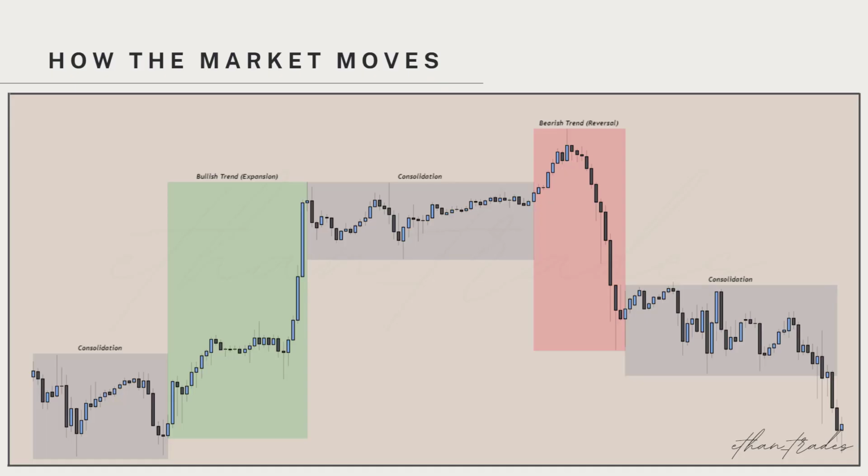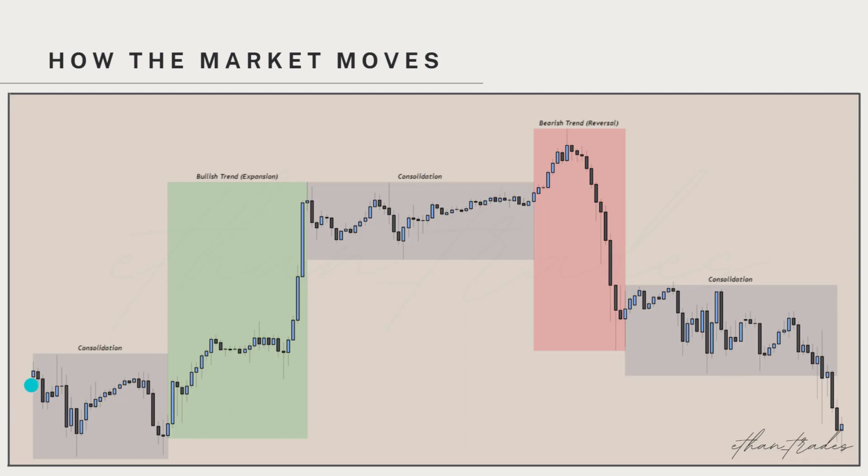One thing I want you guys to note down is that before each trend or expansion, there must be a consolidation, or 95% of the time or more, there's going to be consolidation. The market won't just expand and expand again.